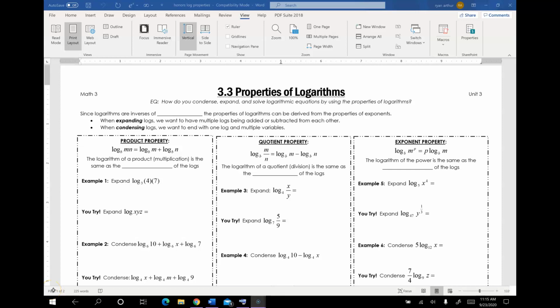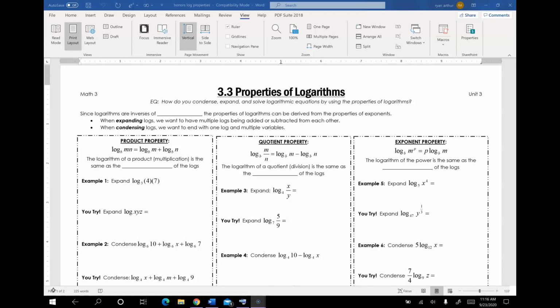All right, guys, so today we're going to talk about properties with logs. The reason we're doing the properties of logs is because it's going to help you solve your logarithmic and exponential equations. Okay, so I'm going to split this video up into two. In this video, we are going to learn how to expand logs. And in the next video, you're going to learn how to condense logs.